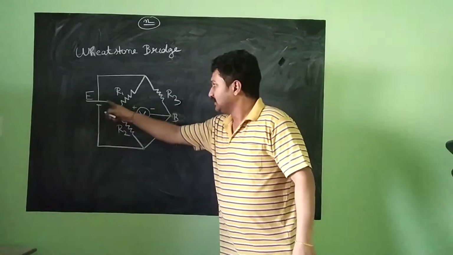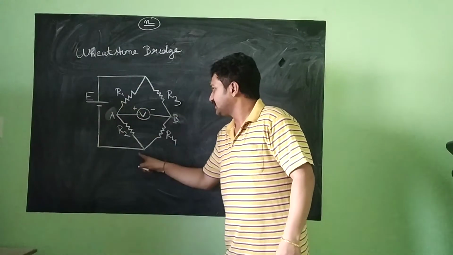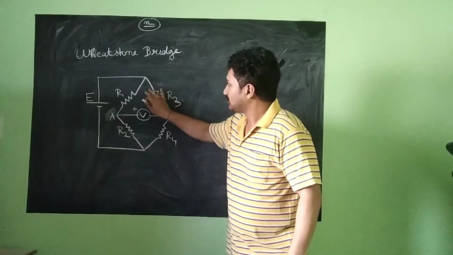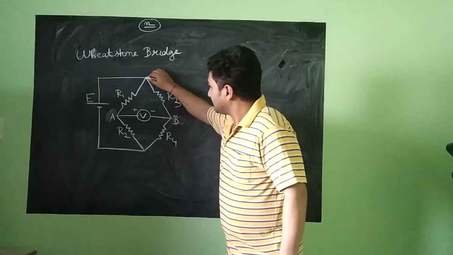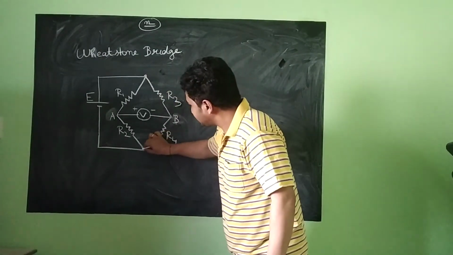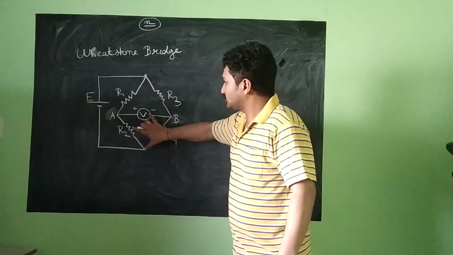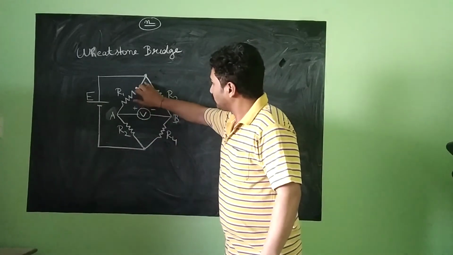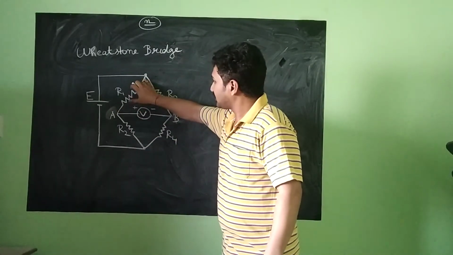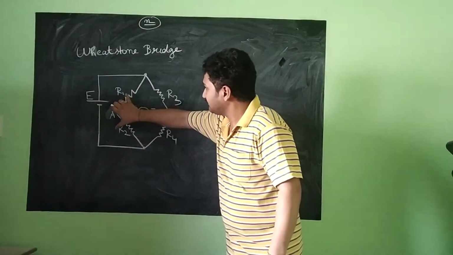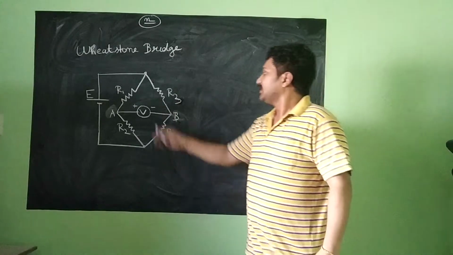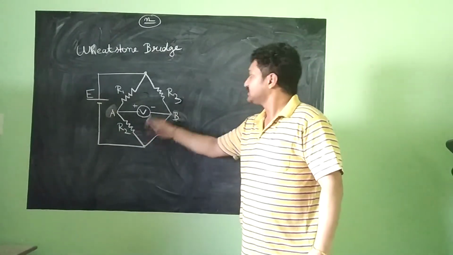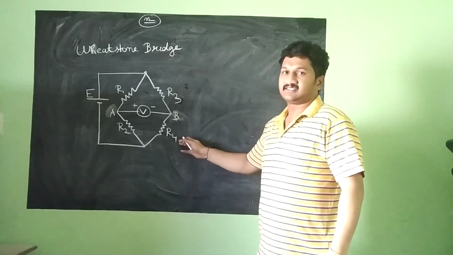See here. This E is the potential difference. R1, R2, R3 and R4. Here, the potential difference E is across these two nodes. So, the voltage E will be across R1 and R2 and E will be separately across R3 and R4. Which means R1 and R2 are in series, R3 and R4 are in series.